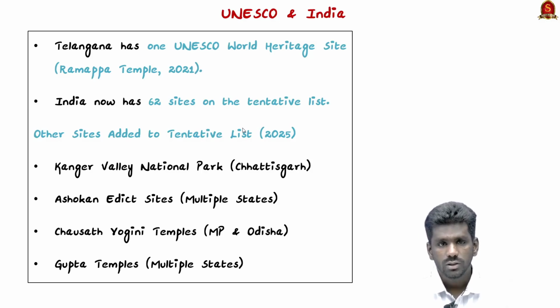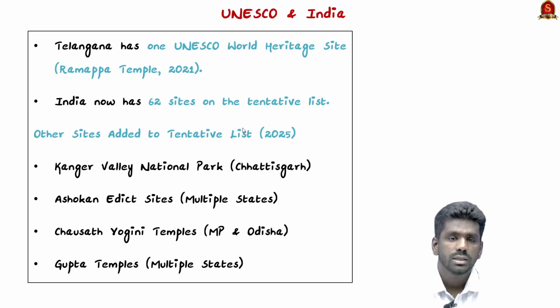In addition to these Mudumal menhirs, India also sent some other sites for the tentative list of UNESCO World Heritage Sites. The Kangar Valley National Park in Chhattisgarh, Ashokan edicts which are present in multiple states, Chausat Yogini Temple in Madhya Pradesh and also in Odisha, Gupta temples in various states, Palace Fortress of Bandelas in Madhya Pradesh and Uttar Pradesh. So these 5 sites are also included in the tentative list of World Heritage Sites this year.